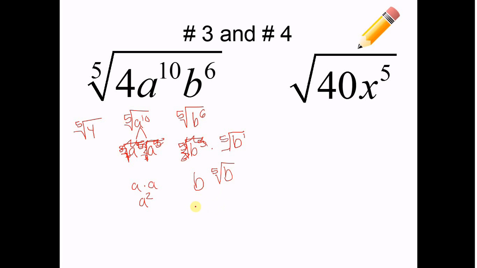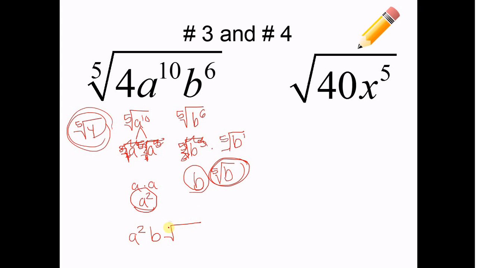So now, let's look here. Who's on the outside of the radical and who's still on the inside? I have an a squared on the outside. I have a b on the outside. And then I have these two guys right here on the inside. So let's write my radical. Little 5 on the outside. Whoops. Little 5. There we go. I have a 4 on the inside and a b. That would be my final answer for that one.